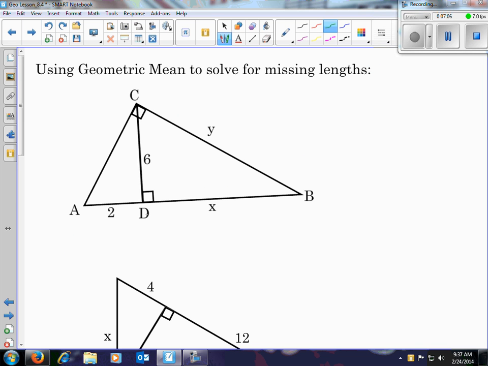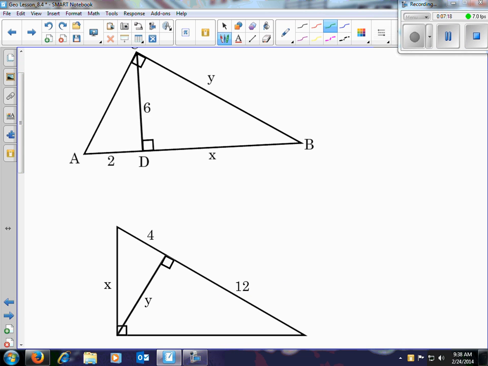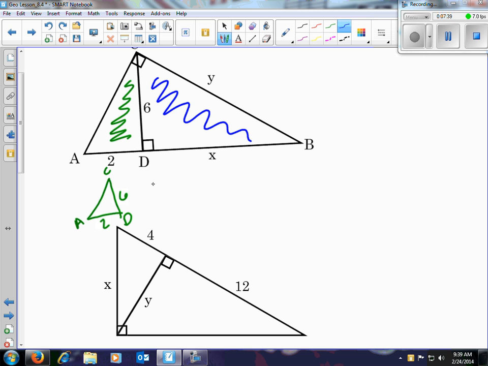Now we're going to move on and use this stuff for triangles, specifically right triangles. The first thing I'm going to do is split this up into separate triangles so that my brain doesn't get confused. So I have a triangle here like this, and this is 2 and 6, and this is my ACD triangle. So that's my green triangle. And then I'm going to have my blue triangle, which is this one, like this, and this is x and y and 6.